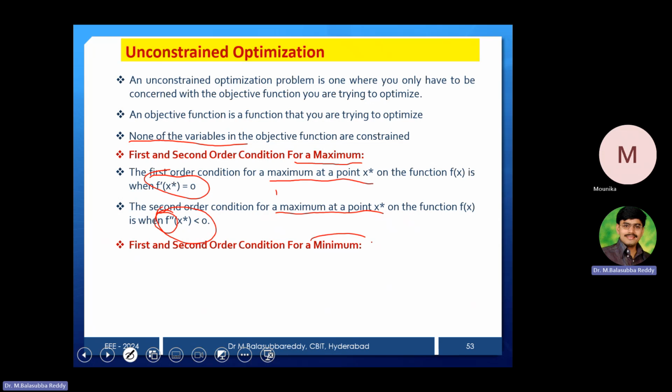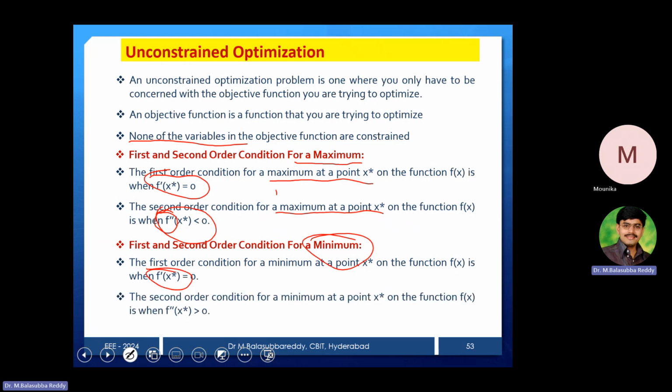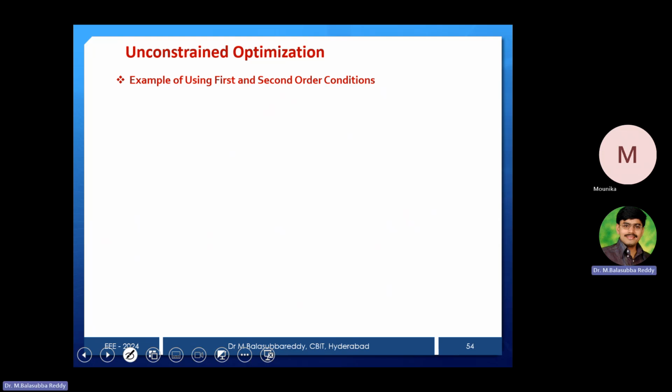Similarly, if the problem is a minimization problem, as usual f dash is equal to 0, but f double dash must be greater than or equal to 0. That is the second order condition for a minimum at point x star: the second order derivative is greater than or equal to 0. And an example we can see is on the first order and second order conditions.